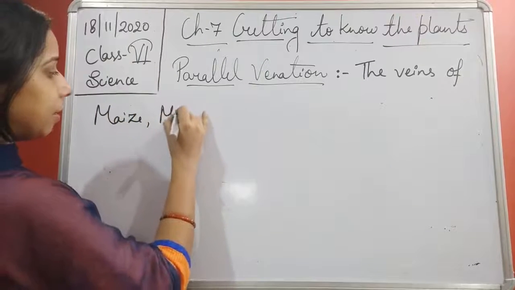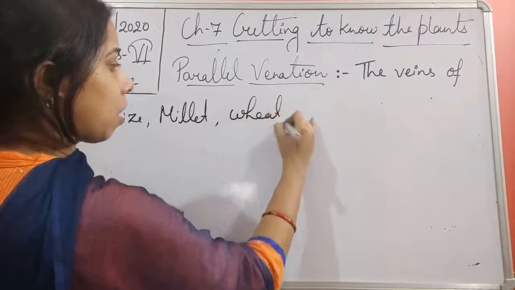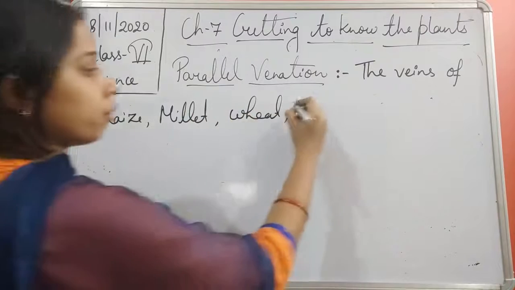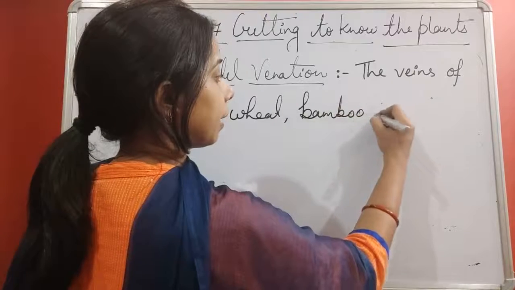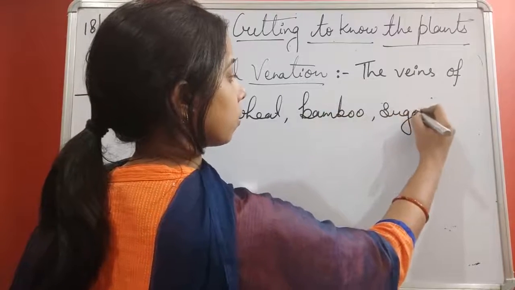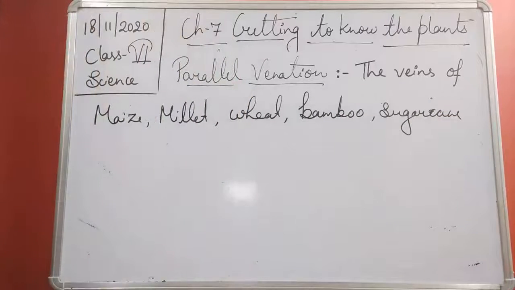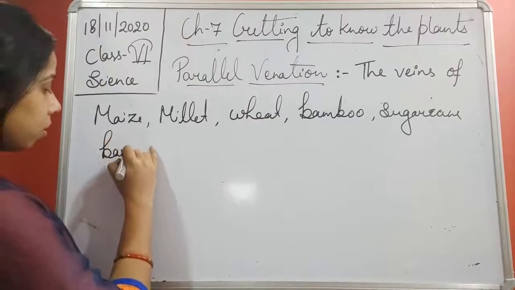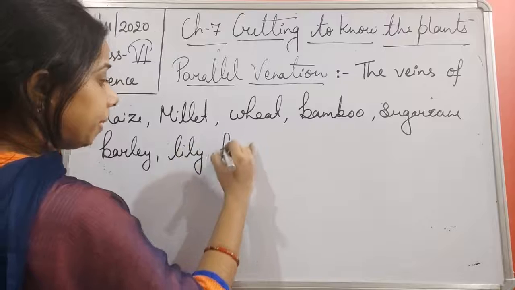millet is there, wheat, bamboo, sugarcane, lily, barley, banana.